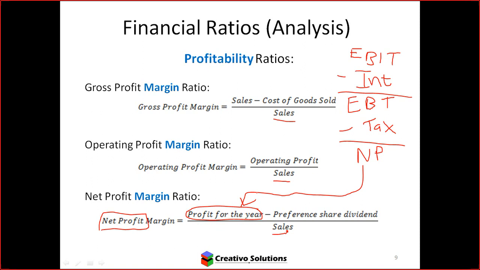So that's basic accounting that you need to remember, because this was covered in 2601, but it still comes up again now because you still need to do the calculation to get certain figures to use in the calculation.